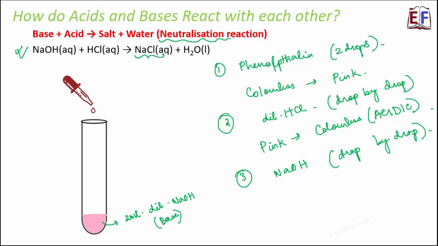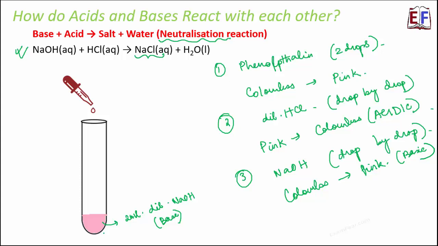And what is the color of phenolphthalein in a base? Pink. So after some time you will see that the colorless solution changes to pink again, which means that what you have here in the test tube is a base. That is, now all you have in the test tube is NaOH. So this is a very good experiment to understand how this entire neutralization reaction takes place.